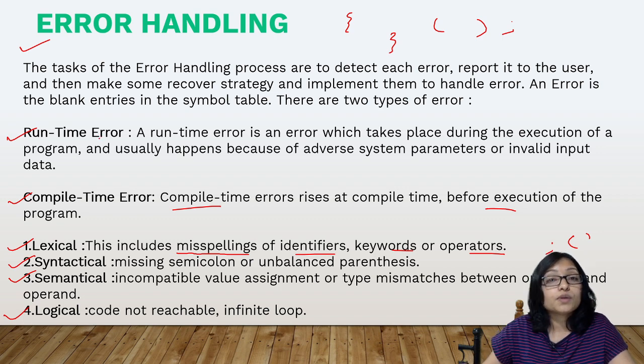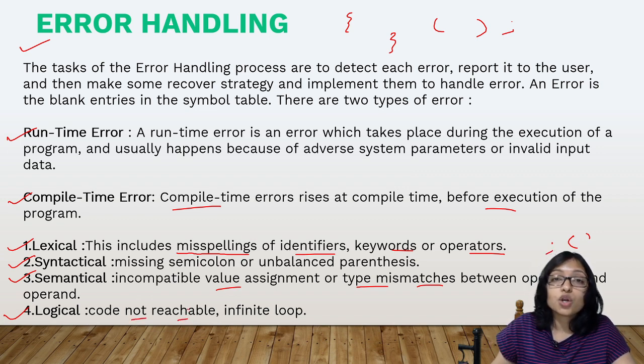Semantic means it is always working on meaning, right? So incompatible value assigned or type mismatch between the operator and the operand, that is the semantical part. And logical means the code is not reachable or there is an infinite loop. This is the logical error. So these are the compile errors.